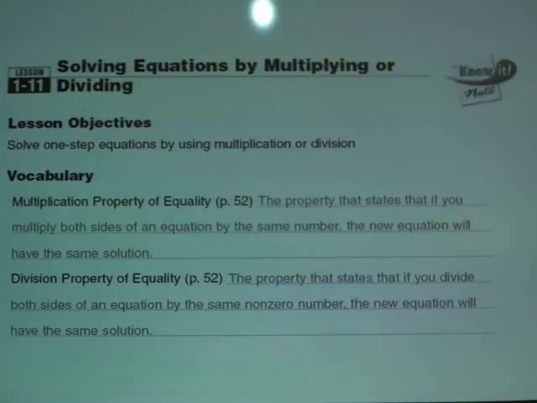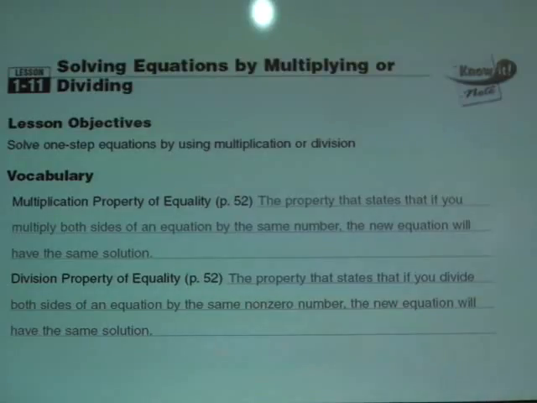So we're still going to keep our variables to the left of the equal sign. We're going to send all of our numbers to the right side of the equal sign. We can flip the sides around whenever we need to, and whenever I want to move something to the other side of the equal sign, I'm going to do the opposite.